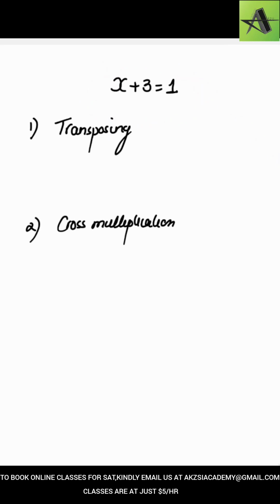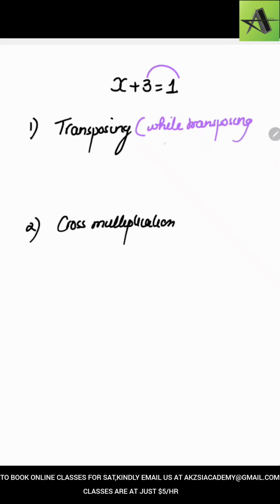So what I'm doing, I'm just transposing 3 onto the right hand side. On transposing, we have to change the sign. It's very important. I can say the maximum students make this kind of mistake whenever they transpose. Generally, they forget to change the sign. So the important thing is, while transposing, always change the sign.